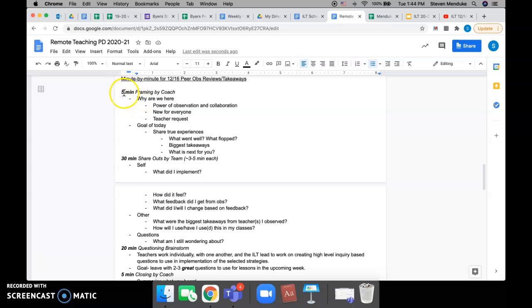So we're going to spend 5 minutes on framing, and I think it's important to really talk about the power of observations and collaboration. We know that this is best practice. There's not a ton that we need to defend here. I think the vast majority of our teaching team is on board. If you want to tee somebody up to share out about the power of observations in your group, that's fantastic.